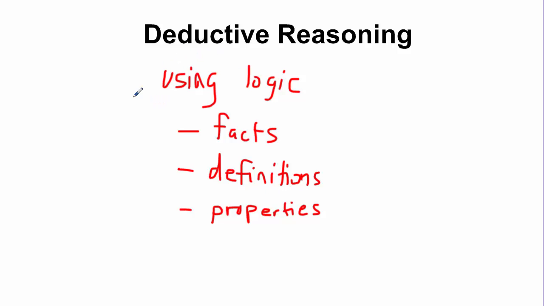So maybe one way to remember deductive reasoning is that deductive is like a detective, right? Detectives use facts. The only thing we have to add is definitions and properties, which is another thing we look at in geometry. So there you go. That's deductive reasoning.